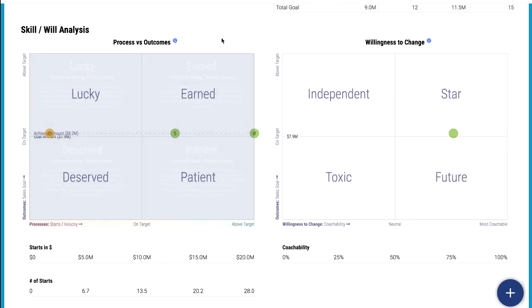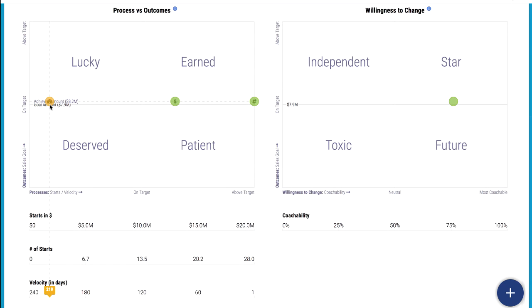In this scenario, in the Process versus Outcomes quadrant, the vertical line is showing you process and the horizontal line is showing you outcomes. Right now this person is over their horizontal line, which means that they are over goal for the year. Two of their process points, which is deal size and starts and opportunities, are on the right side, which means their process is good. One of their process points, which is velocity, is on the left side, which means that their velocity, the amount of time that it takes them to close an opportunity, needs to be improved.